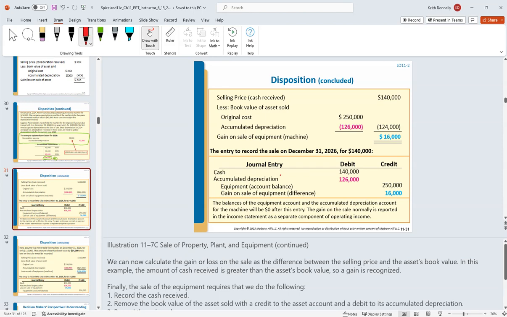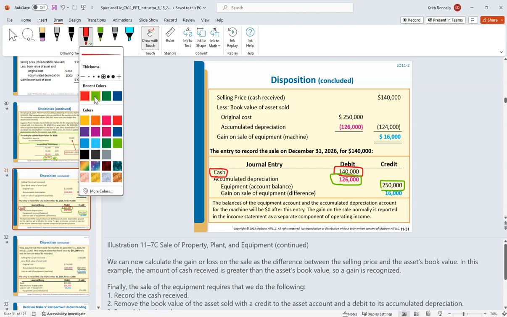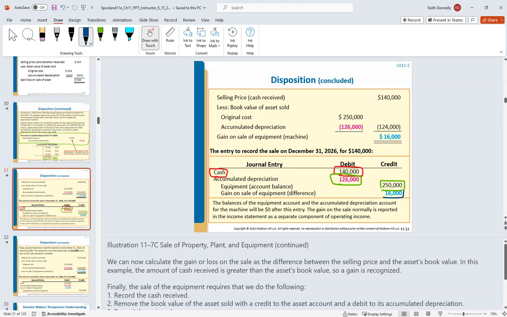Step 1, what did we get? We got cash of 140. That's great. Step 2, we got to get it off the books and records. Well, we got to get the equipment off there, and we got to get the accumulated depreciation off there. Step 3, we got to plug the difference. Well, we got 140 and 126, 250 to make this work. We're going to have a gain that we got to plug on there.